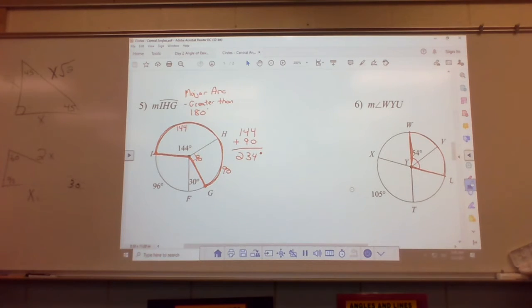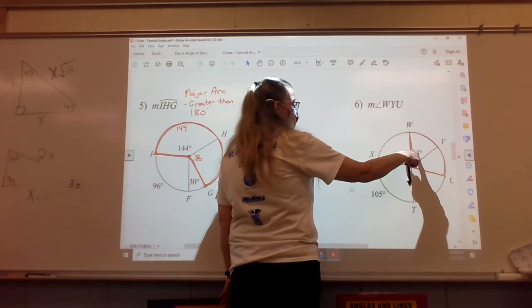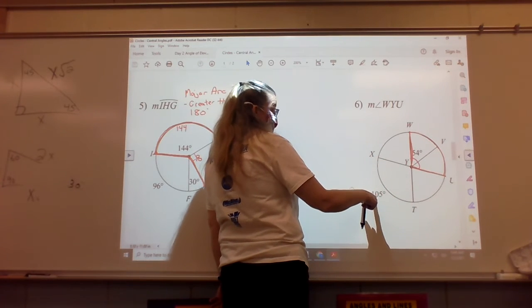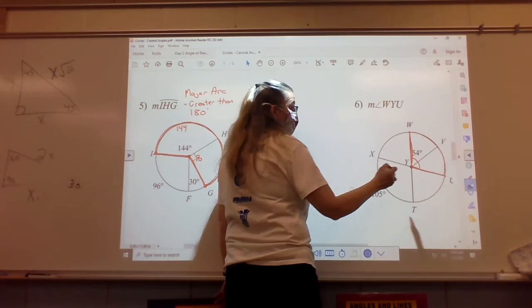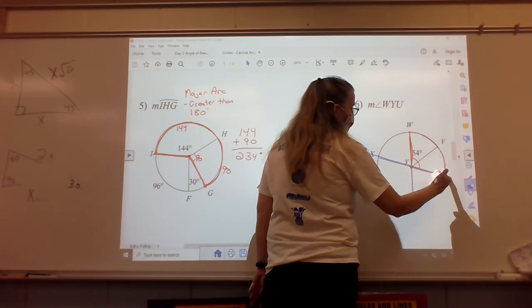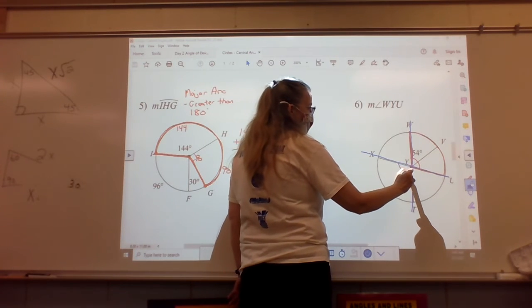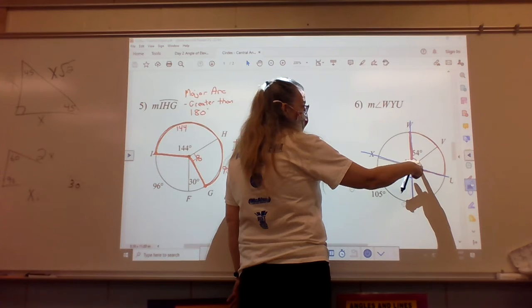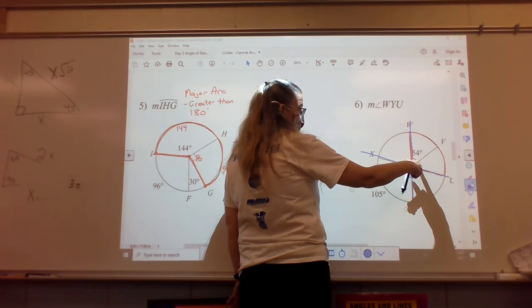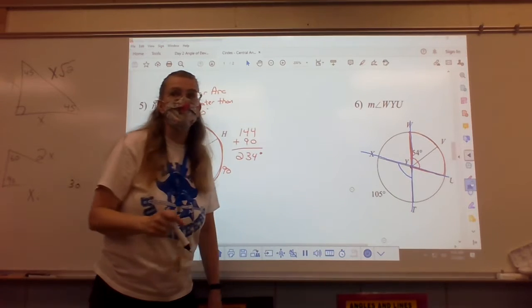Now they gave me a 54 here, but the 54 actually doesn't even help me. What really helps me is 105. Because, I'm going to change colors. Remember, if I've got a cross like this, whatever this angle is, what do I know about these two angles? They're the same. Does anyone remember the vocab for that?